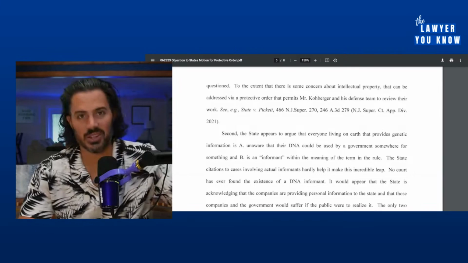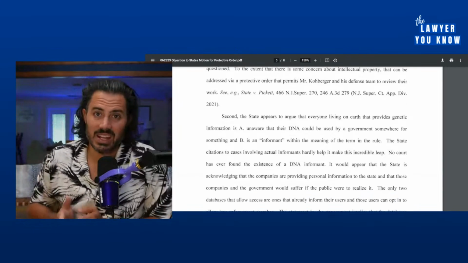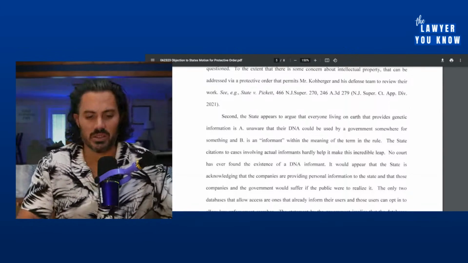I 100% agree with that. We don't need to give out anything proprietary. Just let us look, and if you did it wrong, we're going to blow a hole in it. If you did it right, it is what it is.